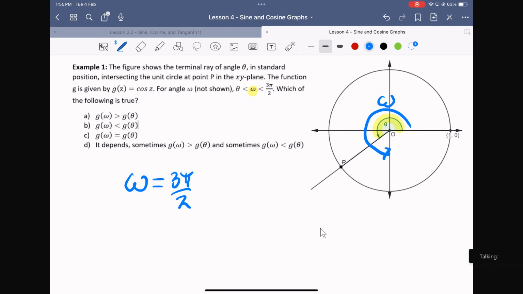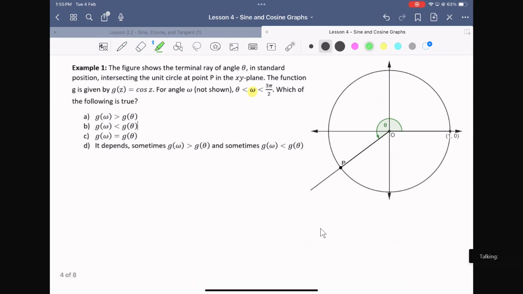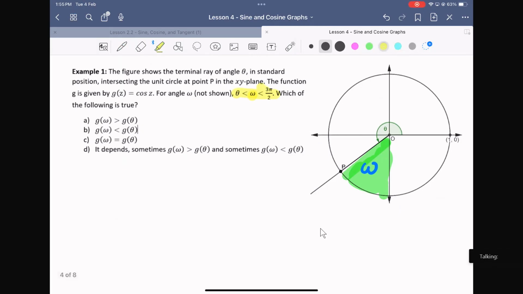Okay, Jude. So where is the angle omega? In this range. Yes. So we know from this statement here that omega lies in this region here.